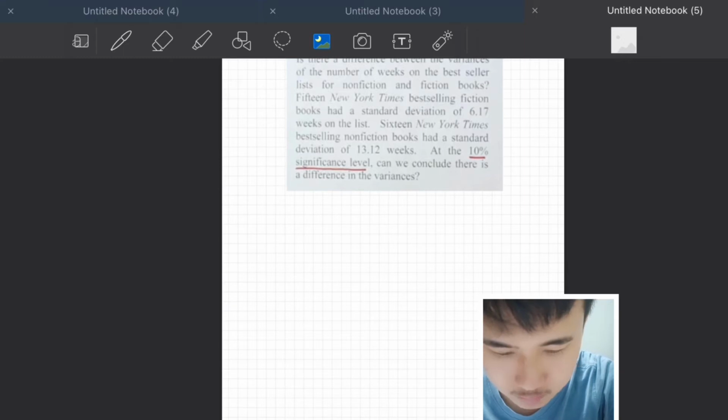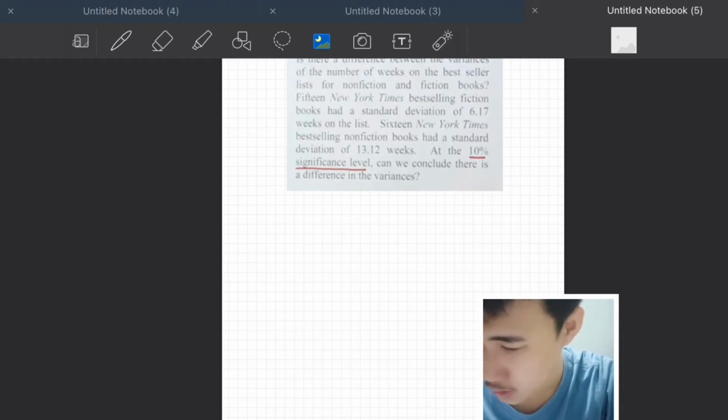16 New York Times best-selling non-fiction books had a standard deviation. At the significant level, can we conclude there is a difference in the variance?